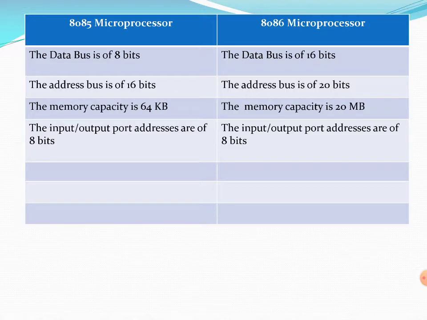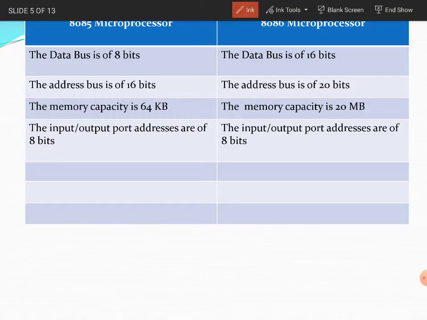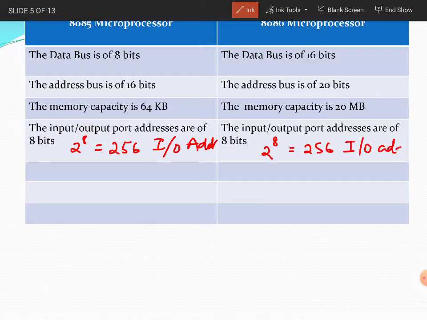Next is your input output port addresses. The number of address lines is 8, so 2 power 8 is nothing but 256 input output addresses. And the same is the case with the 8086 microprocessor also. Input output lines are 8, so 2 power 8, nothing but 256 input output addresses.